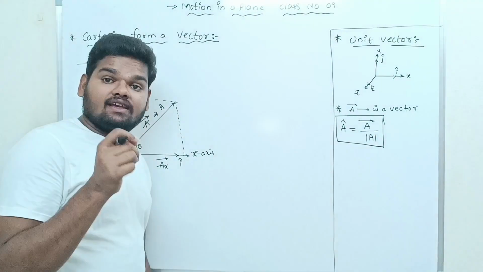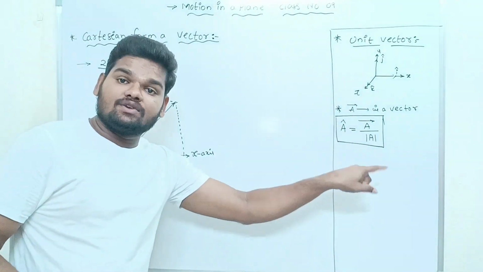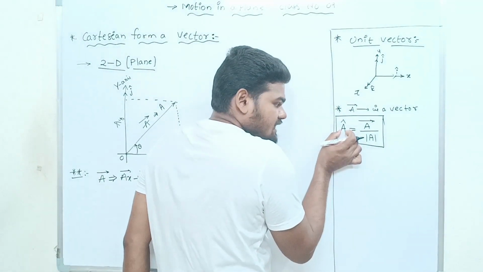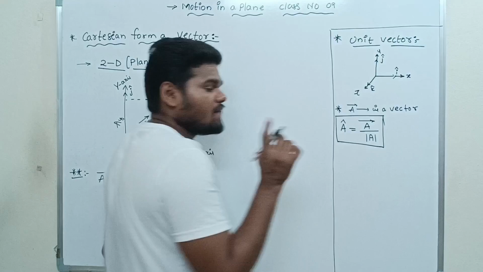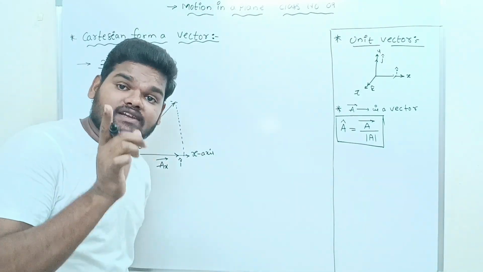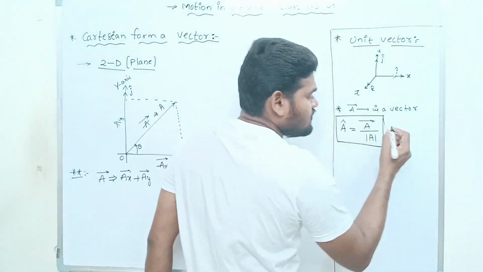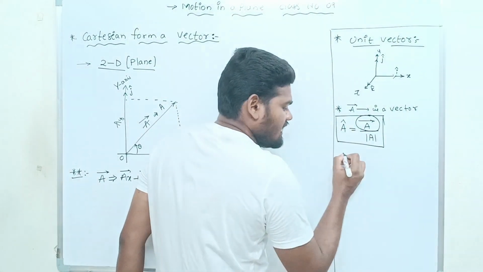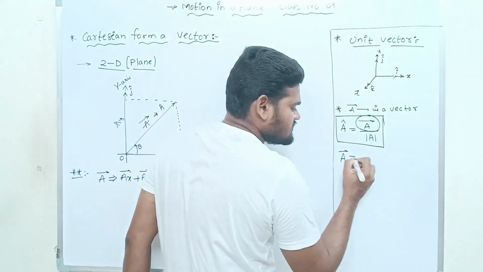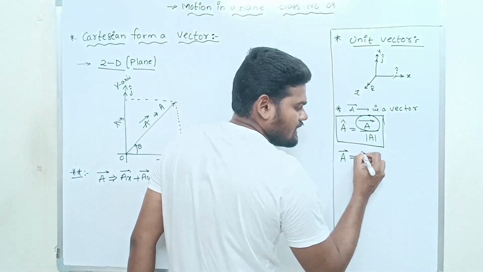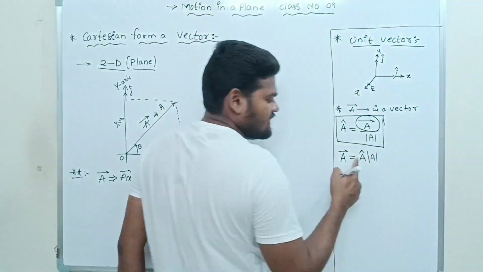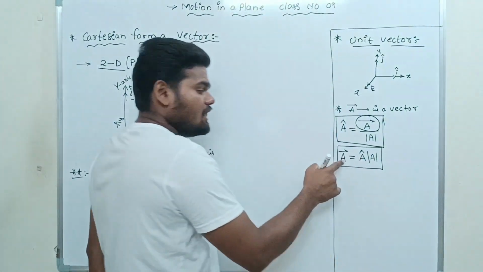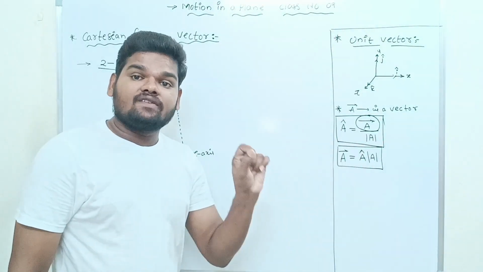In your first lecture we have discussed a unit vector and its formula. So what is a unit vector? Unit vector a cap is equal to a bar by magnitude of a. So from this equation, if you want to write the equation for a bar, then we can write a bar is equal to a cap into magnitude of a. So this is the equation for a bar vector from the definition of unit vector.